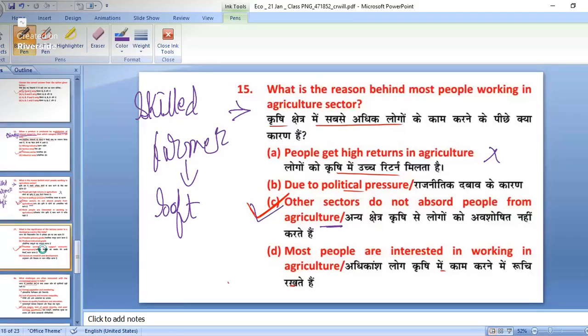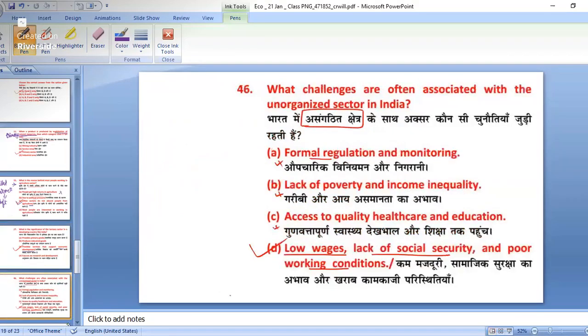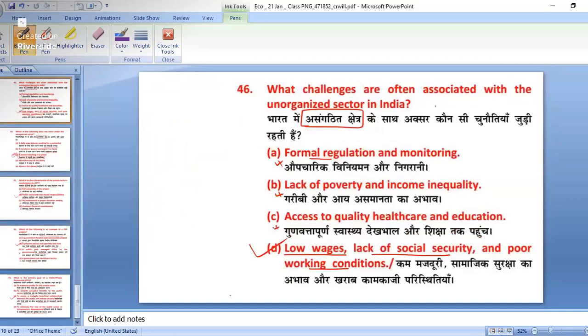Then next, what is the significance of the tertiary sector in a developing country like India? It provides services that support economic development. So yes, this is correct. Next question, what challenges are often associated with the unorganized sector? We saw that there will be no fixed salary, low wages, lack of social security, and poor work conditions. These are challenges associated with the unorganized sector.